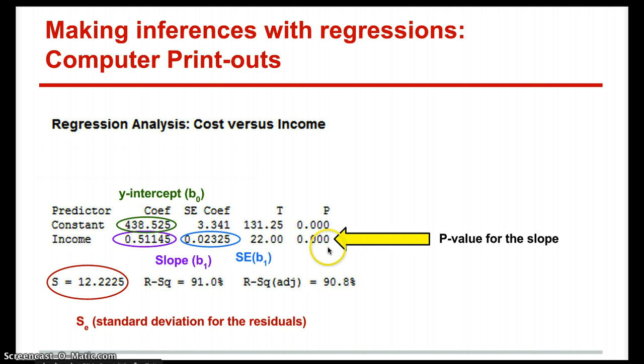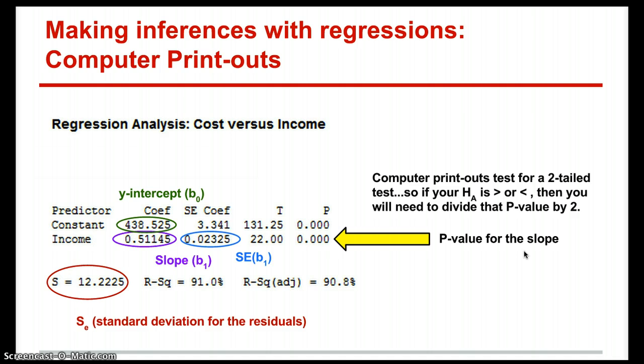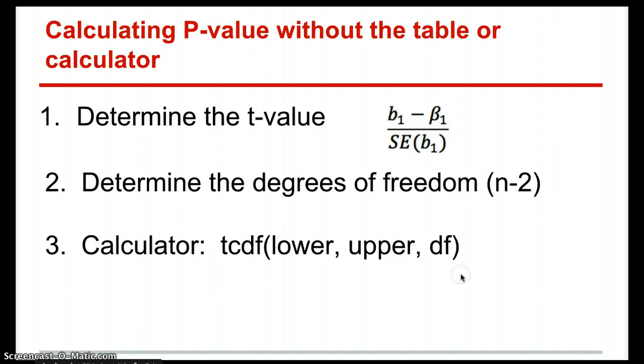The p-value for the slope is usually going to be the second one, and you know it's for the slope because it's in the same line as the slope. One thing you need to recognize is that computer printouts test for a two-tailed test. So if your alternate hypothesis is less than or greater than, you need to divide the computer printout p-value by 2 to get the actual p-value for your hypothesis test.